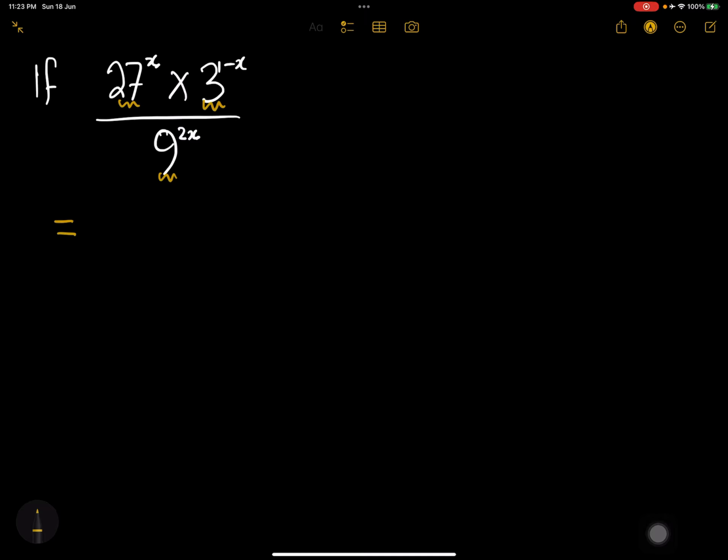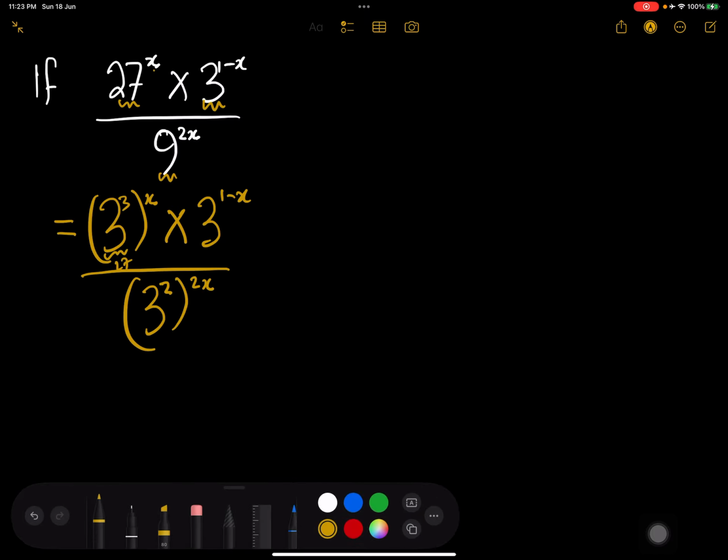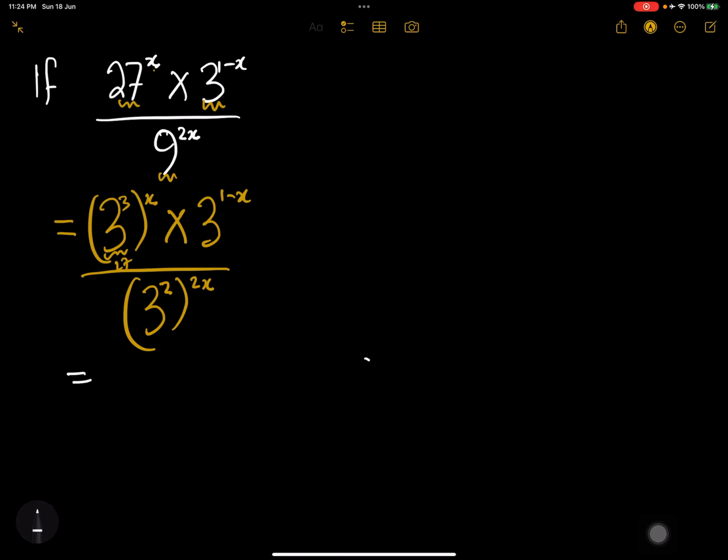So we can write the 27 as 3 to the power of 3 all to the power of x. Yes, because only this is the 27, and we bring the power there, which is x. And we multiply that by 3 to the power 1 minus x and divide it by the 9. 9 can also be written as 3 to the power 2 all to the power of 2x. Now, if you look at this top here, we're going to get 3 to the power 3x. But this and this need to multiply. Multiplied by 3 to the power 1 minus x divided by 3 to the power 4x.